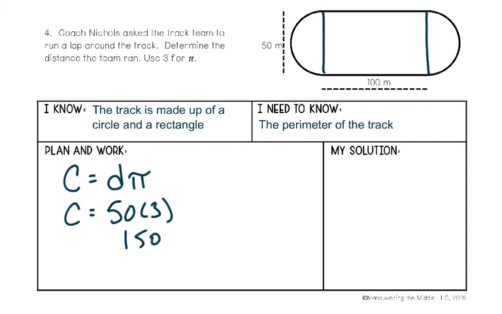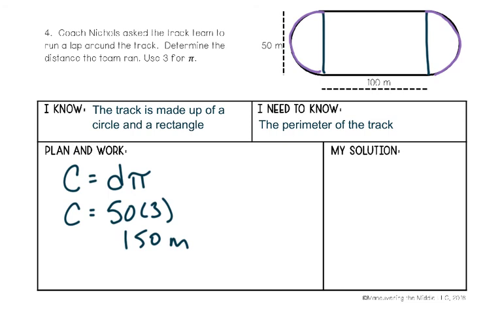Here's the deal. This right here is half of a circle. I used the formula for circumference of a whole circle. However, 2 halves make a whole. So I found the circumference of this, and that's going to be the same as the circumference of this. So I don't need to divide by 2 and then multiply by 2. That will be redundant. I'm just going to leave it as 150 meters because that is the distance around both of these circles. Let's move on to the rectangle.